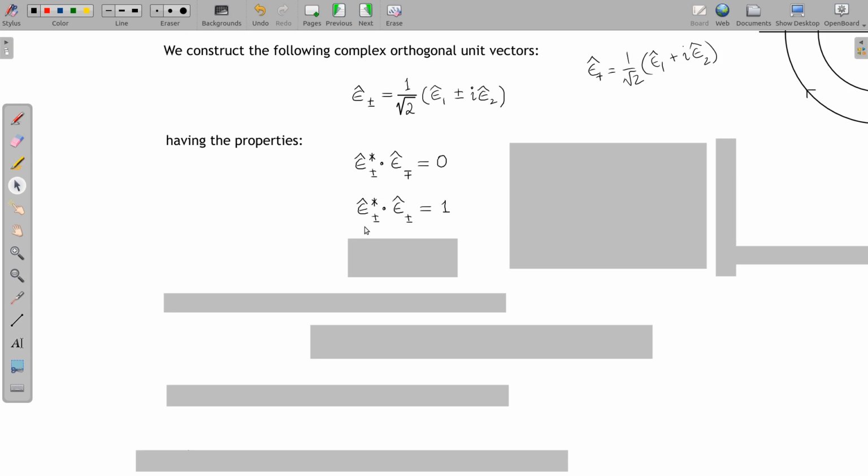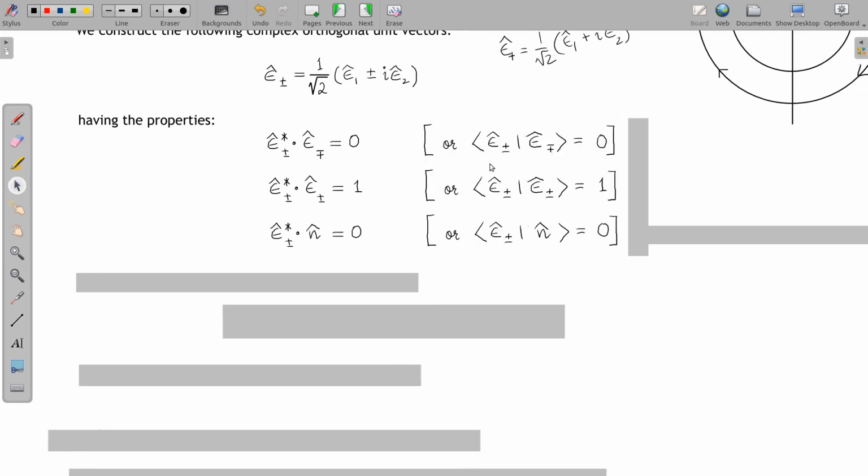The second property is, if you take the dot product of the conjugate of epsilon plus with epsilon plus itself, or the conjugate of epsilon minus with epsilon minus itself, that is going to give us 1. And thirdly, the dot product of the conjugate of either of these two with the n cap vector is going to be 0. We can immediately recognize this from our basic understanding of vector spaces, that we are simply finding the inner product of these vectors.